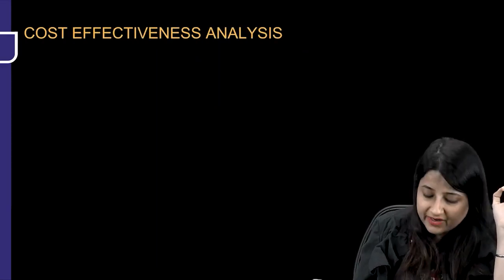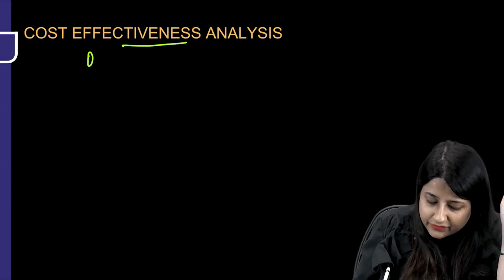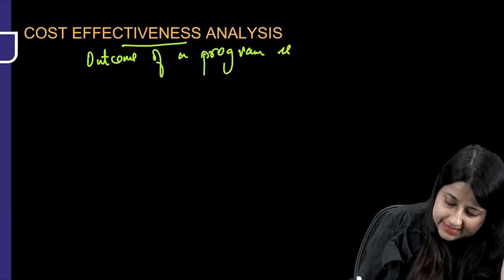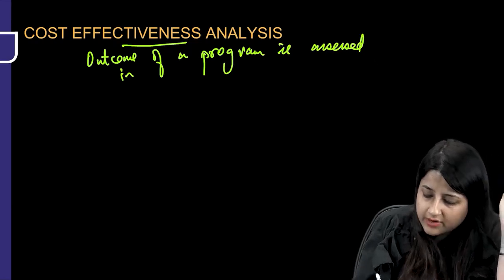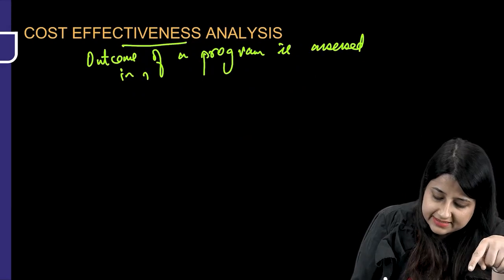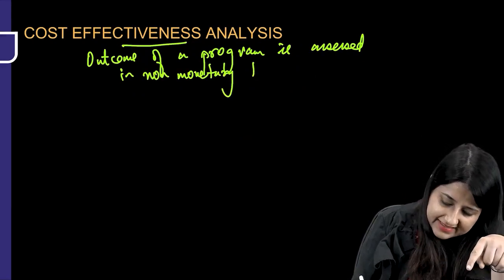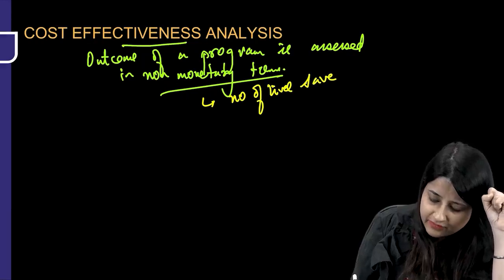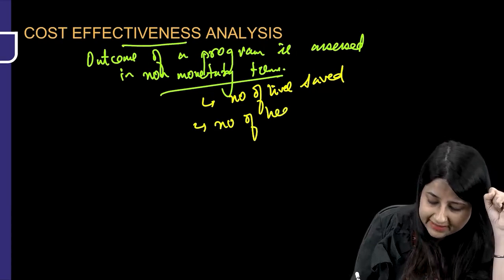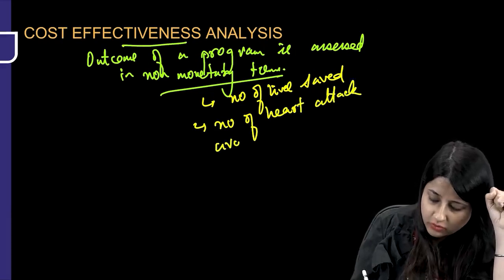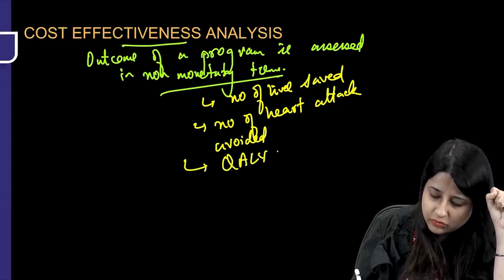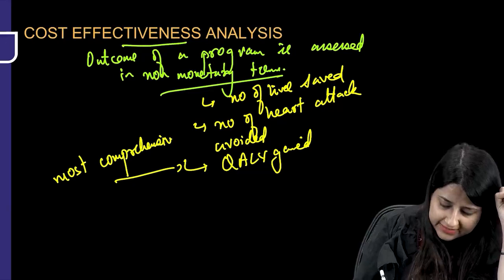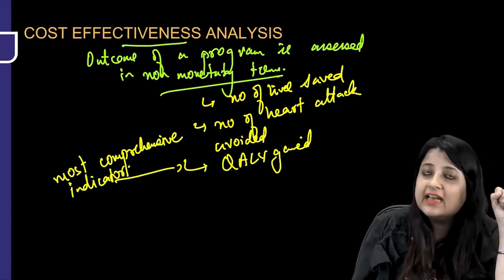But when you talk about cost effective analysis, please remember, this is very, very important. The outcome of a program is assessed in which terms? Here it is assessed in non-monetary terms. What does that mean? The number of lives the program was able to save, the number of heart attacks avoided, or QALY gained, quality adjusted life years. Remember, this is an MCQ: QALY is the most comprehensive indicator of cost effective analysis.